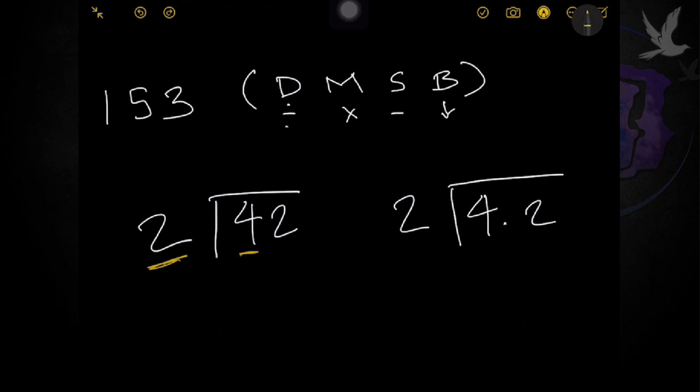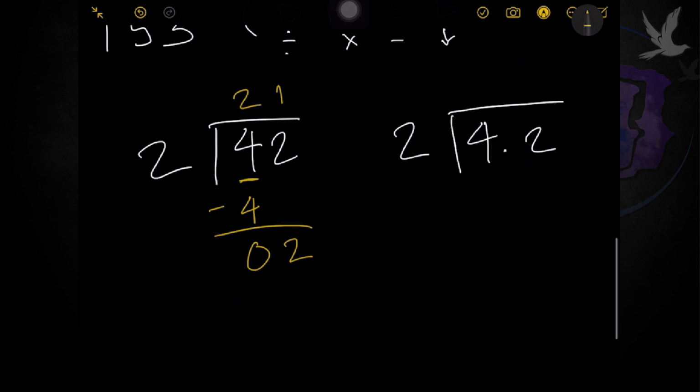That will basically give us 2. 2 times 2 will give us 4. Minus 4 will give us 0. Bring down 2. 2 divided by 2 will give us 1. 1 times 2 will give us 2. 2 minus 2 will give us 0. So, normal yung answer natin. 42 divided by 2, our answer is 21.